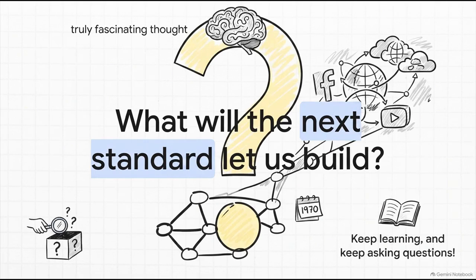Which leaves us with a truly fascinating thought to end our journey on today. If those incredibly basic, rudimentary open protocols mapped out by a handful of researchers back in 1970 managed to evolve into today's massive World Wide Web, literally powering global tools like Facebook and YouTube, what will the next universal standard allow us to build tomorrow? It's a pretty thrilling prospect, right?